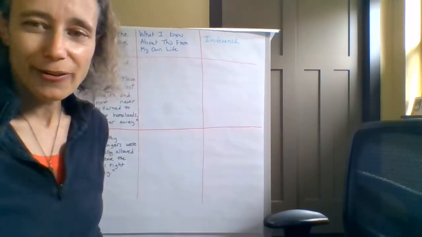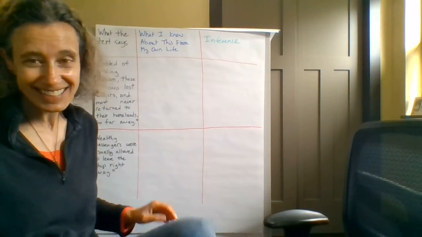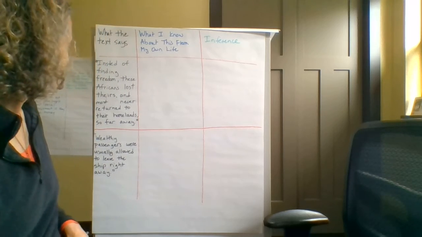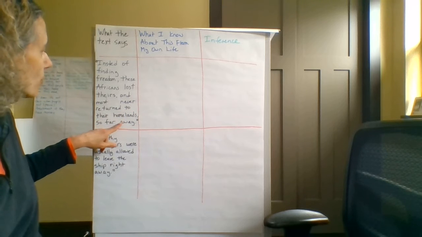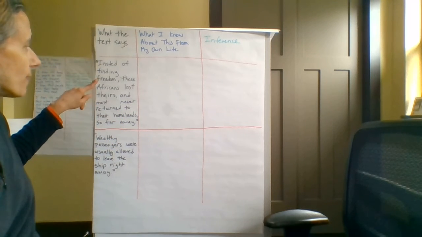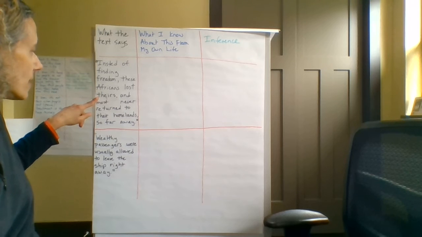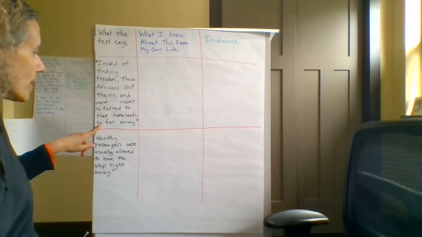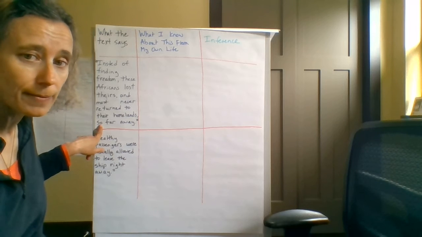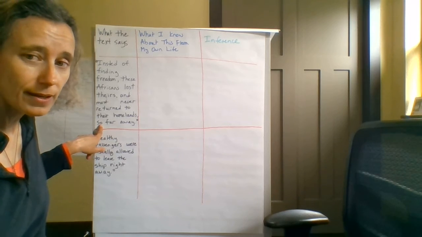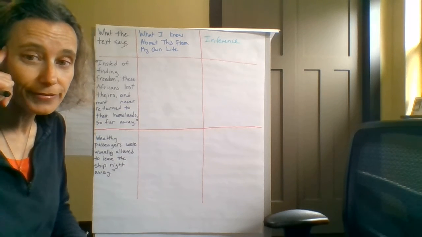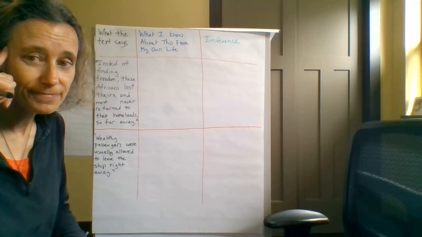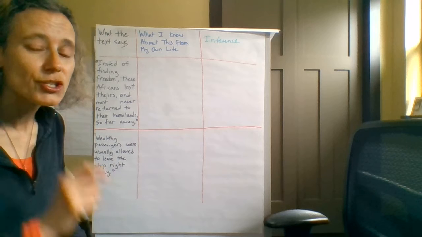Okay, powerful readers, here we go. This is the exciting part. We're going to think about what we know about this line of text from our own lives. Instead of finding freedom, these Africans lost theirs, and most never returned to their homelands, so far away. Think. What do you know about that line of text from your own life? Turn and talk.